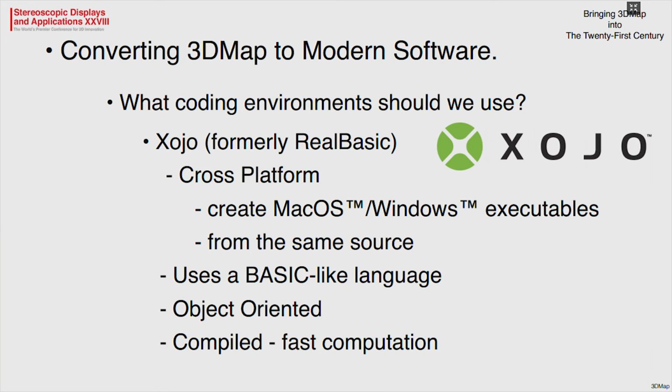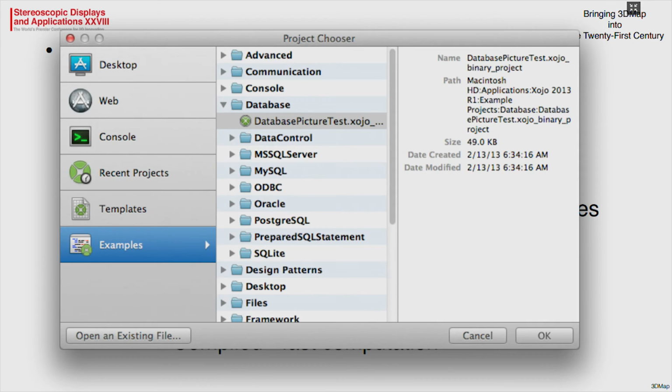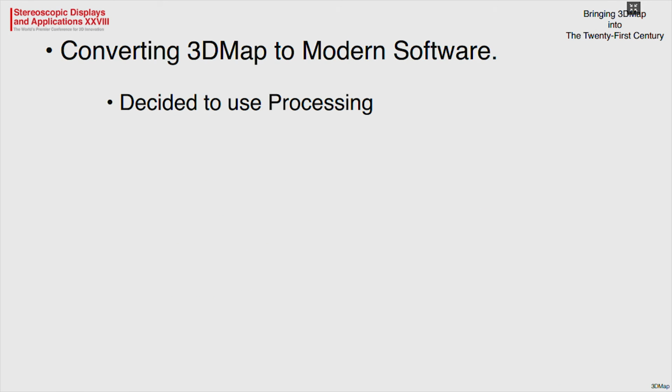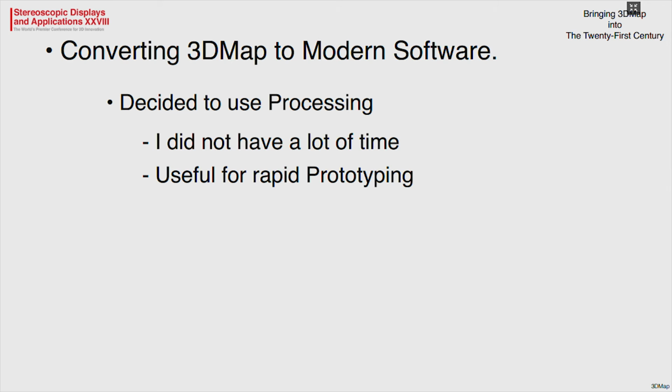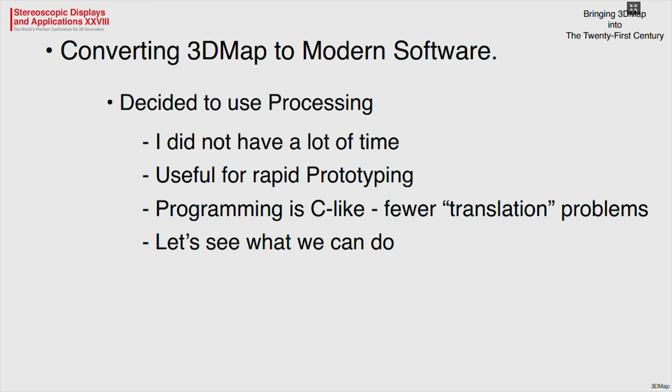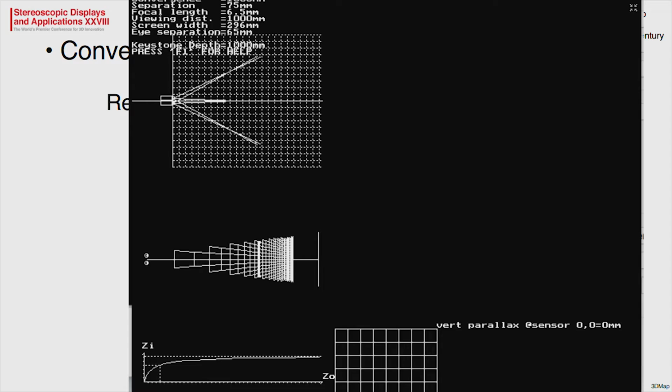And then there's this other environment called Xojo, which I could use. It's very professional, but it's costly. So this gives you a little idea of what is going on there. So I decided to use Processing. I didn't have a lot of time. Useful for rapid prototyping, C-like. So let's see what we can do.